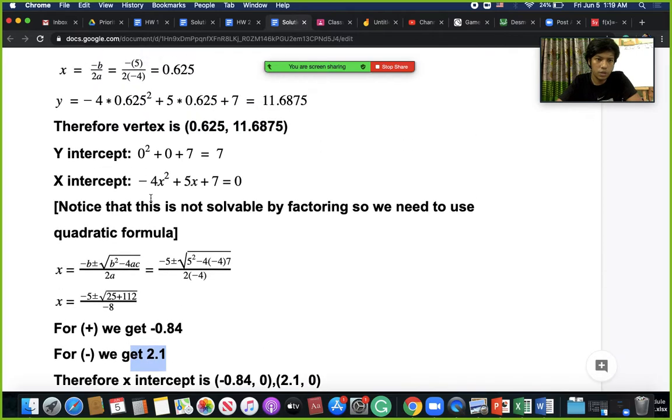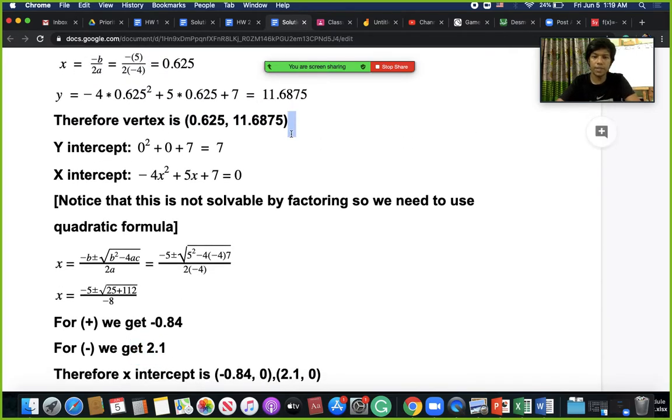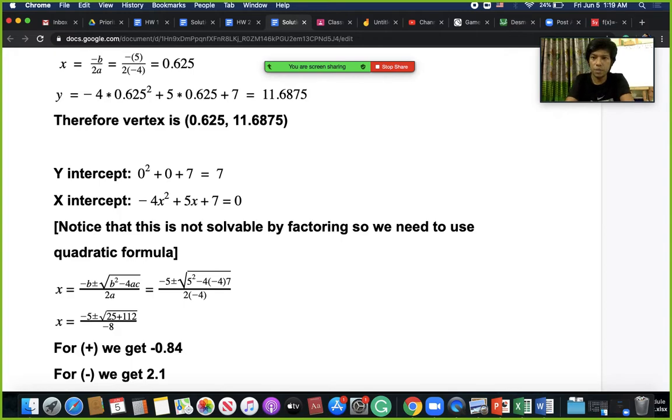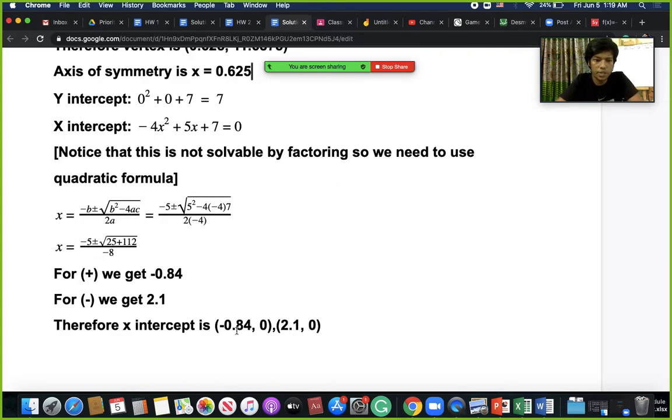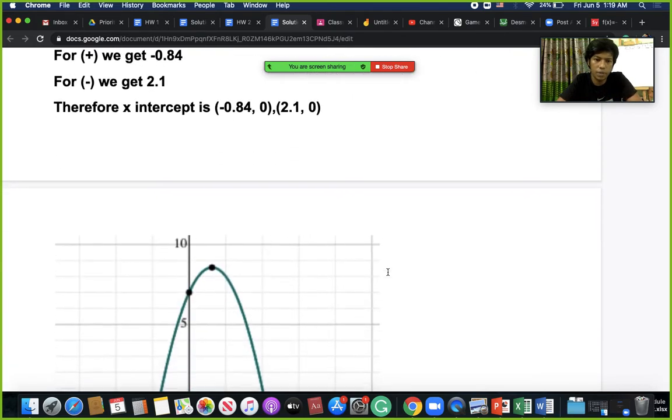Actually, at this point, okay, vertex. When you have the vertex, then we can write the axis of symmetry, right? The axis of symmetry is x equals 0.625. So we have the axis of symmetry x equals this. When you have all these points, like the x-intercepts and the axis of symmetry, like in the previous math, and this is open down, then you can plot it on the graph paper. Then you get the graph, and the graph will be this one.